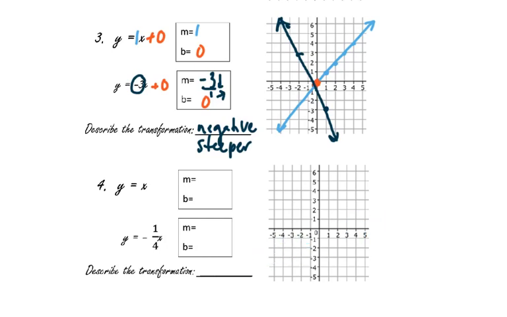So go ahead and try number 4. Graph your parent function, and then graph your new one. You're changing the slope. When you change the slope, it gets steeper or flatter.